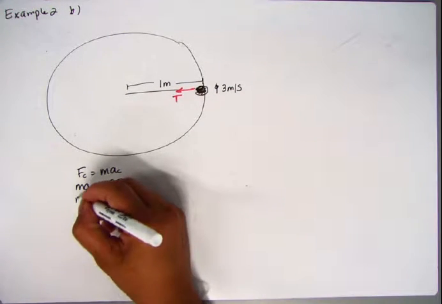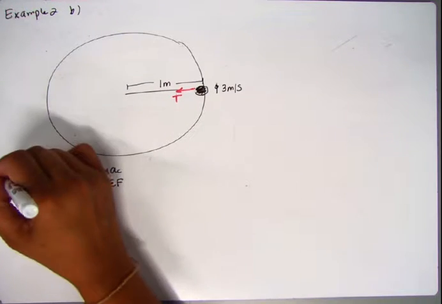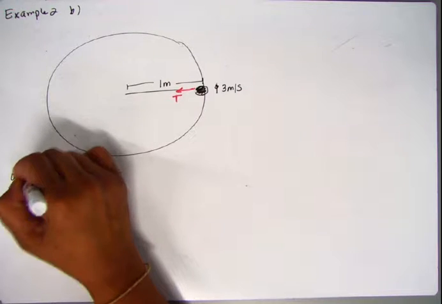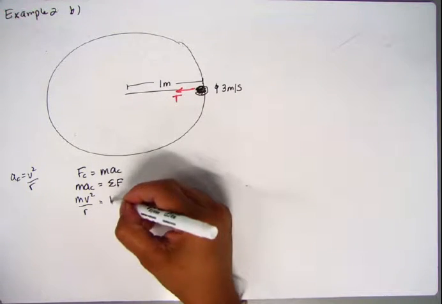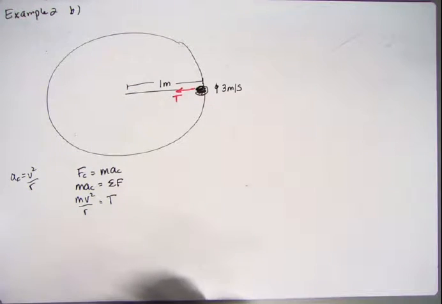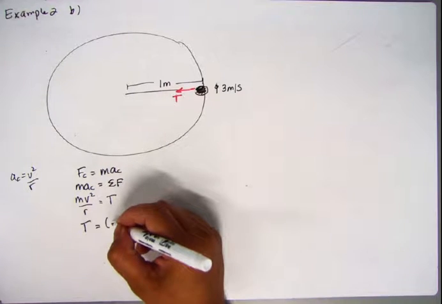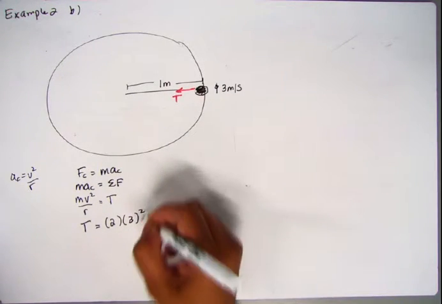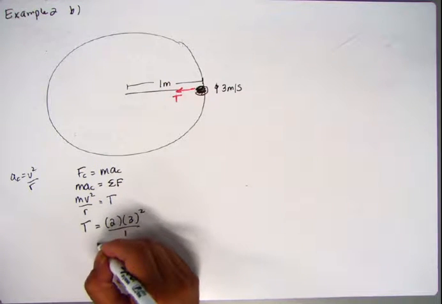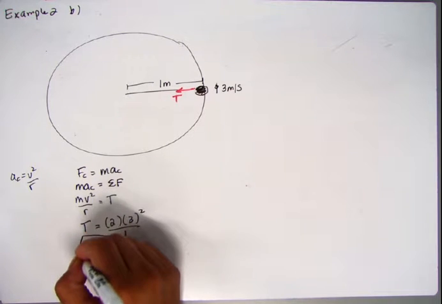So we use this new equation, mv squared over r. So AC, because AC equals v squared over r. So mv squared over r equals, in this case, the sum of the forces. I've just called it T. It's asking us for the tension force, so T just equals the mass of the object, which is 2 kilograms, times the speed, 3 squared, over 1. So that's 18 newtons. The tension is going to be 18 newtons.